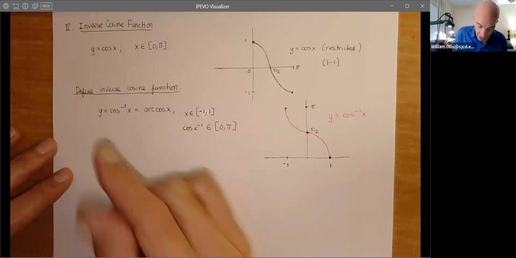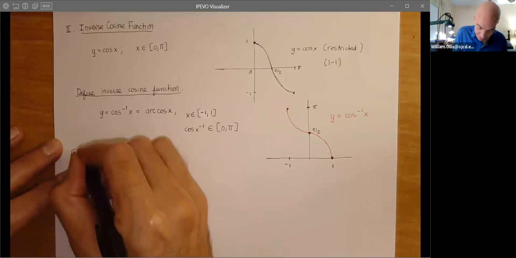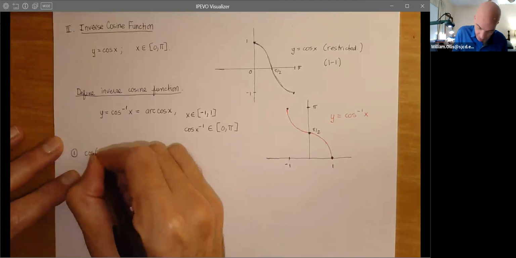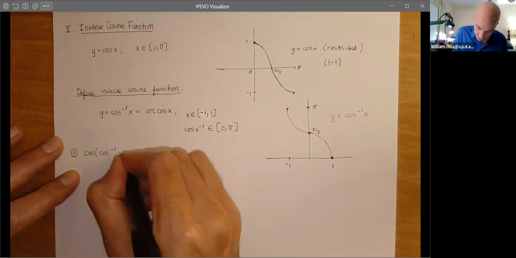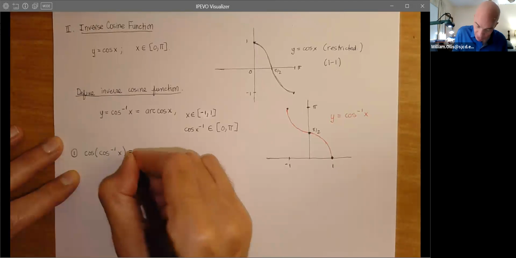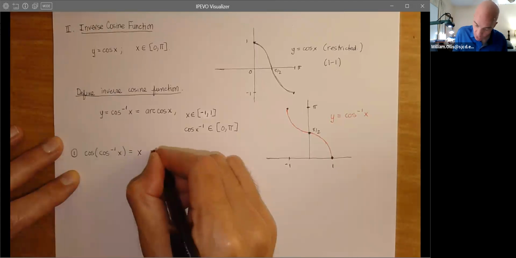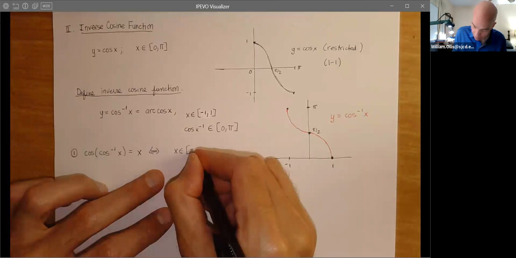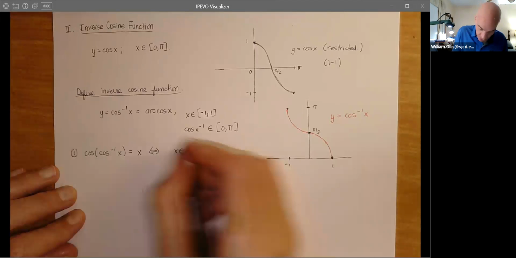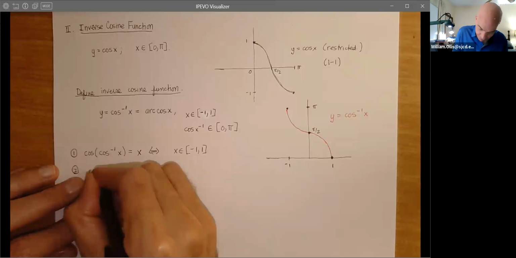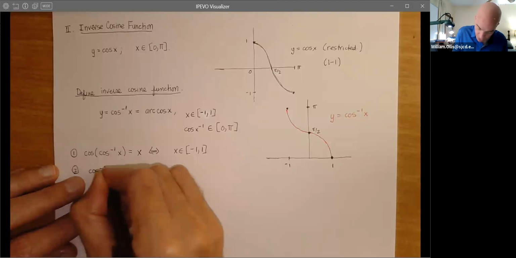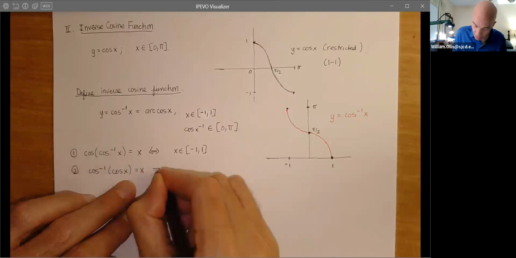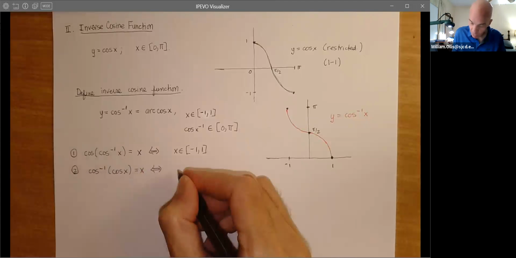And then, of course, we get the inverse equations. I'll do it in the same order: cosine of inverse cosine of x equals x, but we have to obey the domain of the inverse cosine. So this means x lives between -1 and 1. And then second, inverse cosine of cosine of x should also be the identity, as long as we obey the output of the inverse cosine, which is 0 to pi.